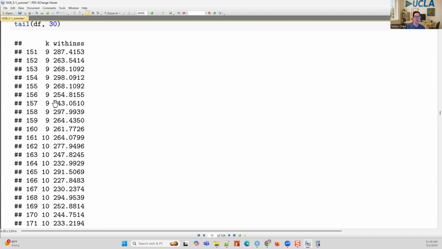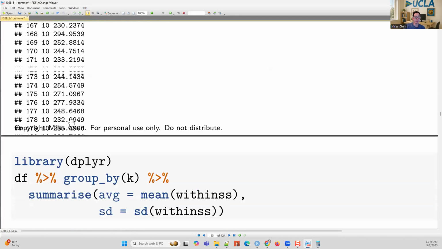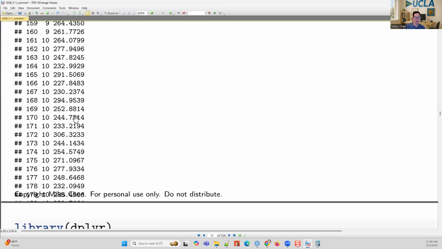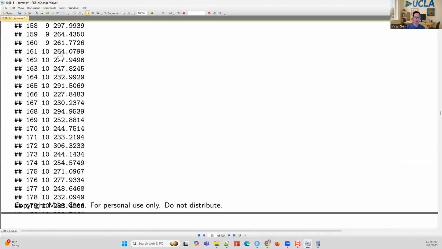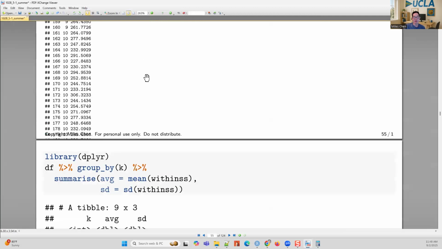Sometimes the within sum of squares is as high as 243. Other times it's lower, to 254. When I did k equal to 10, what happened here? With k equal to 10, I'm getting, again, very different results. 306, sometimes as high as that, sometimes much lower, to 232 or 230, sometimes somewhere in between.